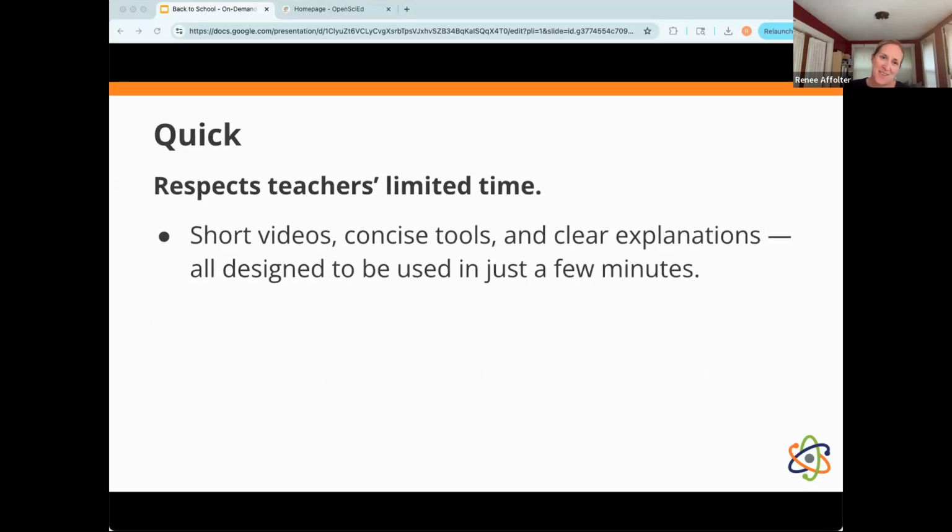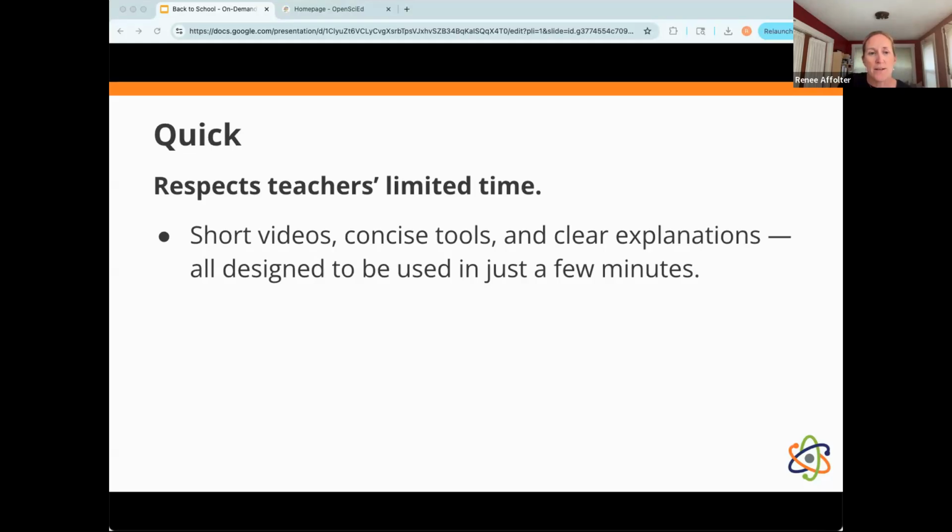And then finally, quick. We know time is a huge barrier. That's a big barrier in helping get teachers the support that they need. That's why we're trying to create these resources that can fit into the small windows teachers actually have. So during prep, between classes, maybe waiting for a meeting to start. And so there are things like a 3-minute video instead of a 20, or a tool that doesn't take an hour of prep to understand. So the focus is on getting in there and being able to use it right away.